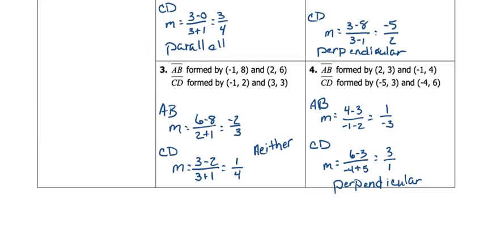All right, so here on number 4, AB has a slope of negative 1/3, where CD has a slope of 3. Now 1/3 and 3 are reciprocals, and the first one was negative, the second one was positive, so we have perpendicular lines. Let's go ahead and flip to number 5.